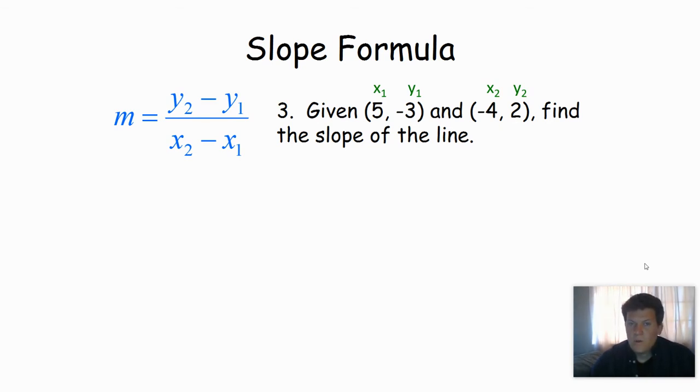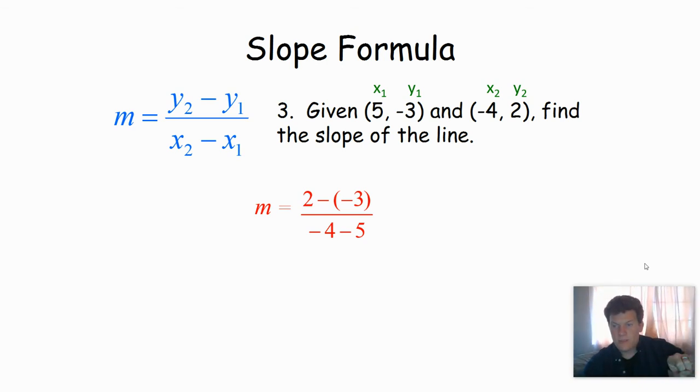So I plug a 2 in for y2. I plug a -3 in for y1. I plug a -4 in for x2. I plug a 5 in for x1. And then I simplify. Add and subtract the top, add and subtract the bottom, then divide at the end. So what's 2 minus -3? Well, the double negatives there make it positive. That becomes 2 plus 3, which makes 5.